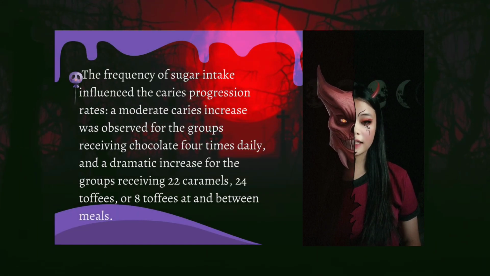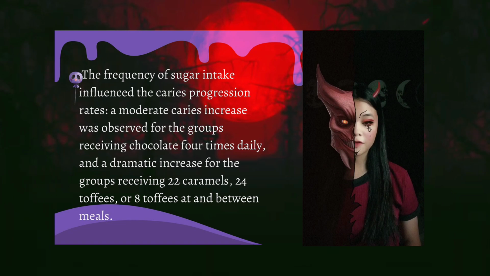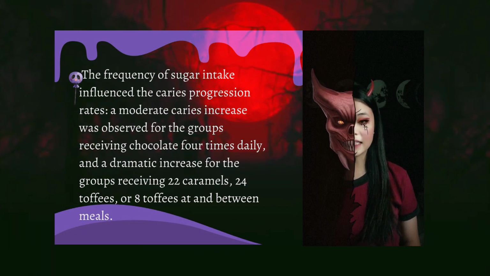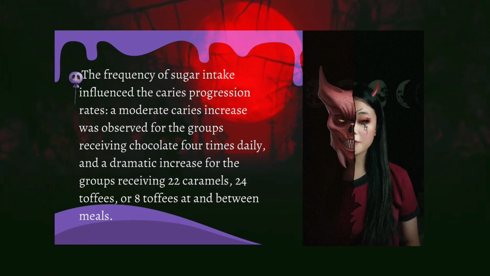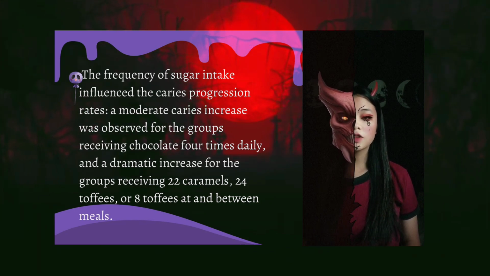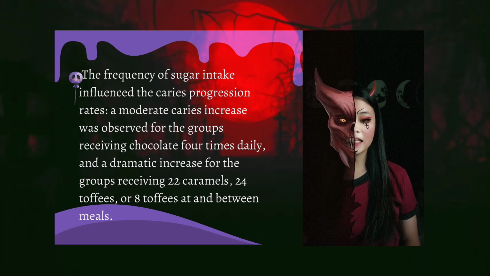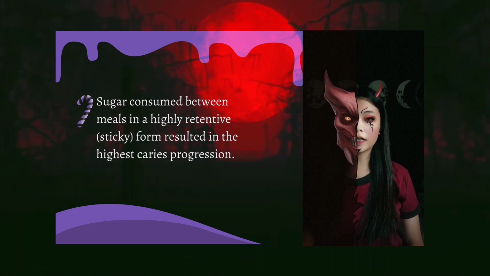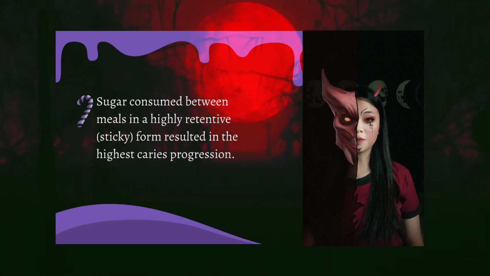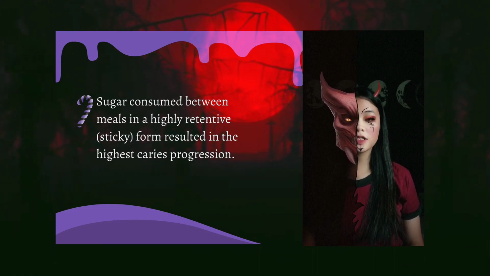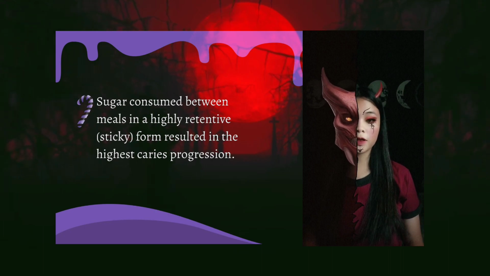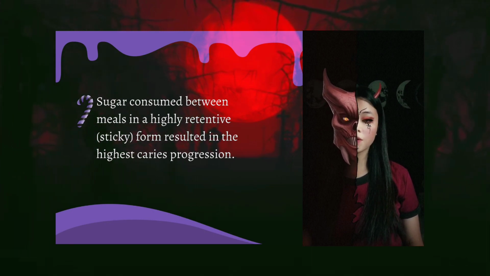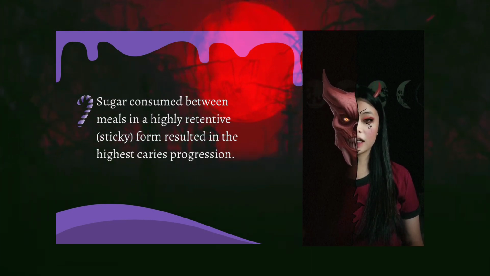The frequency of sugar intake influenced the caries progression rates. A moderate caries increase was observed for the groups receiving chocolate 4 times daily, and a dramatic increase for the groups receiving 22 caramels, 24 toffees, or 8 toffees at and in between meals. So sugar consumed between meals in a highly retentive or sticky form resulted in the highest caries progression rate. Unfortunately, the consumption of sugar in a non-sticky form between meals was not studied. Thus, the latter conclusion does not exclude that sugar in a non-sticky form might be as cariogenic as a sticky form.